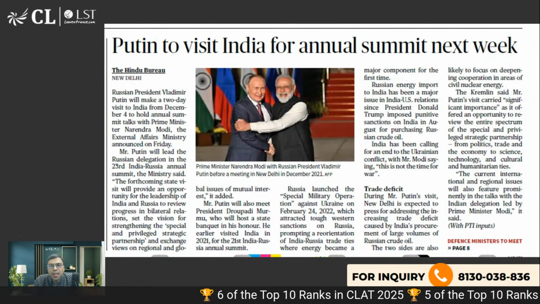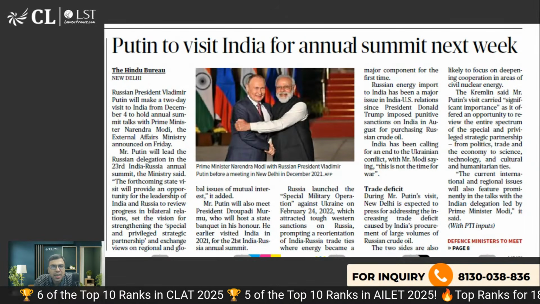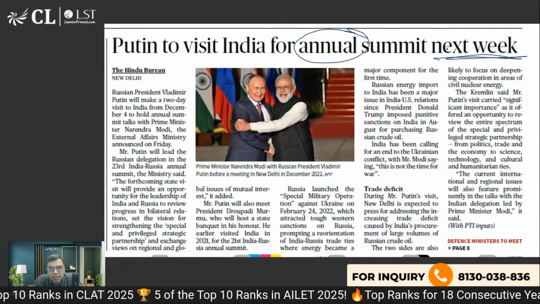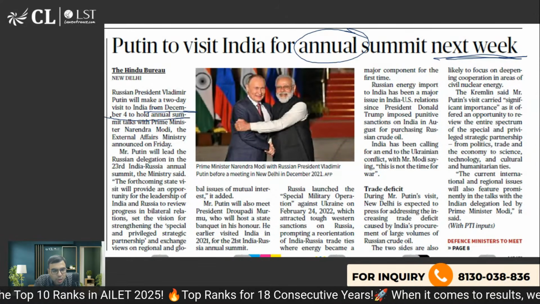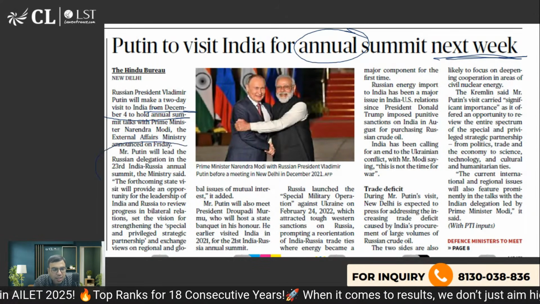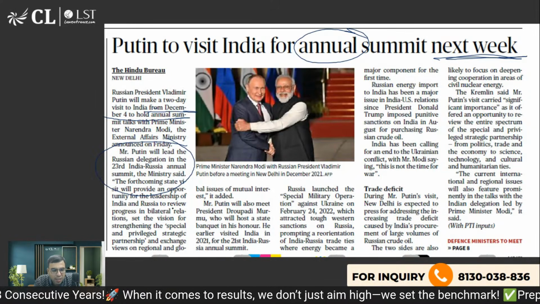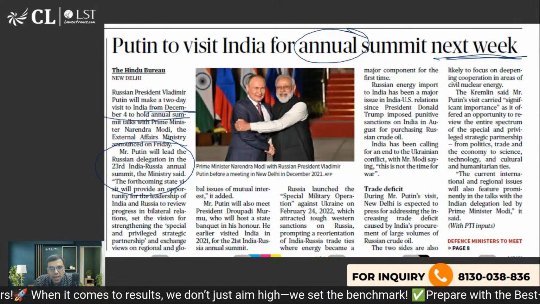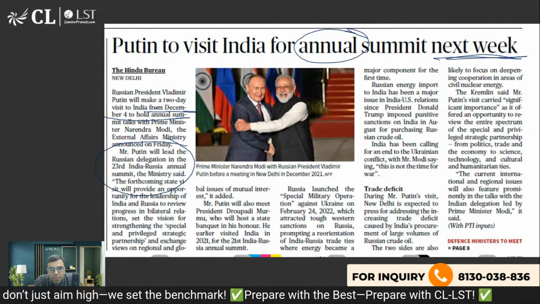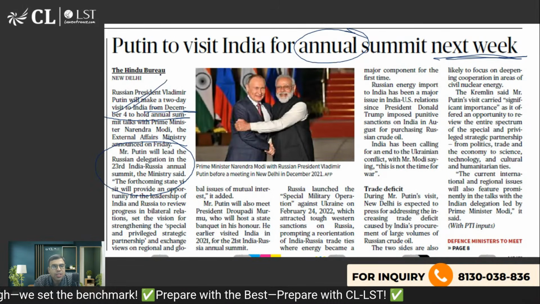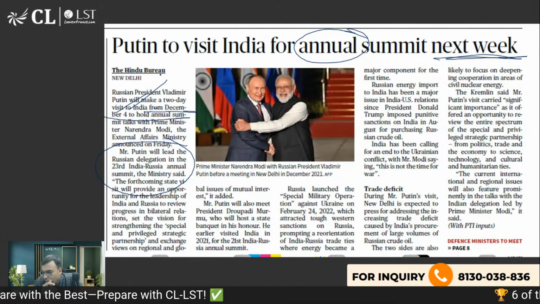Now, another article on the first page was: Putin to visit India for annual summit next week. He'll be there around 4th December to hold annual talks with Modi ji. President Putin will lead the Russian delegation in the 23rd India-Russia annual summit. Can anyone tell me why 4th December is something special for India?